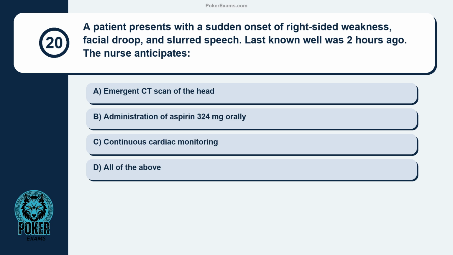Question 20. A patient presents with a sudden onset of right-sided weakness, facial droop, and slurred speech. Last known well was 2 hours ago. The nurse anticipates emergent CT scan of the head, administration of aspirin 324 milligrams orally, continuous cardiac monitoring, all of the above.